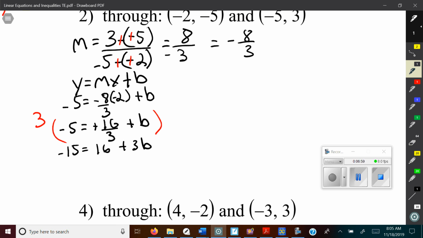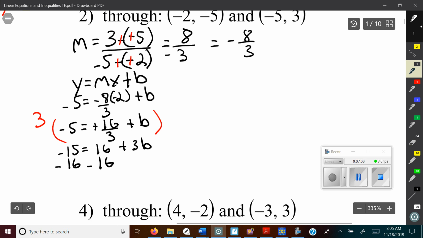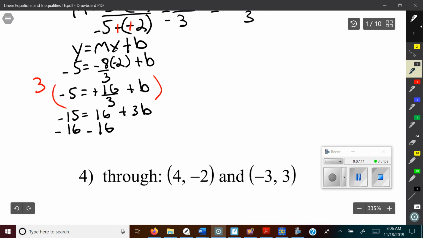Now, the next thing I'm going to do is subtract 16 on both sides. And that's going to get me -31 equal to 3b. And once I divide by 3 here, cancel out, my b is equal to -31/3.